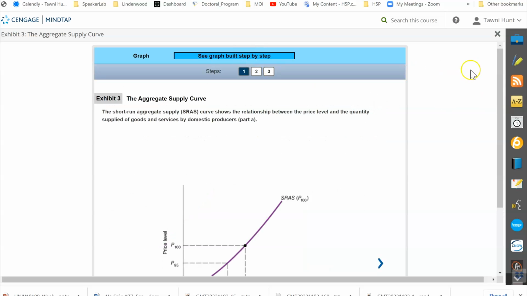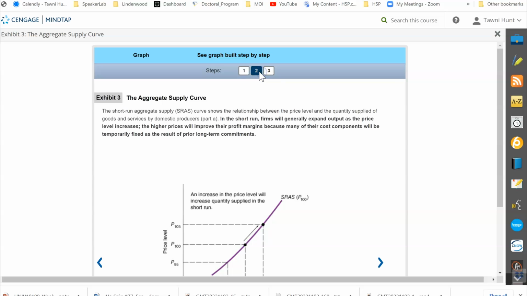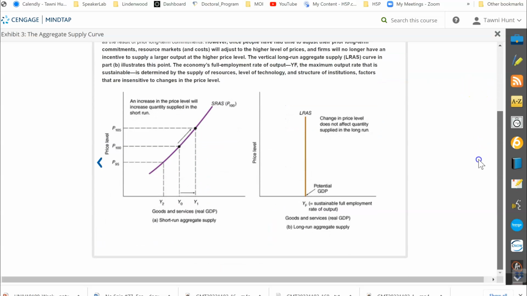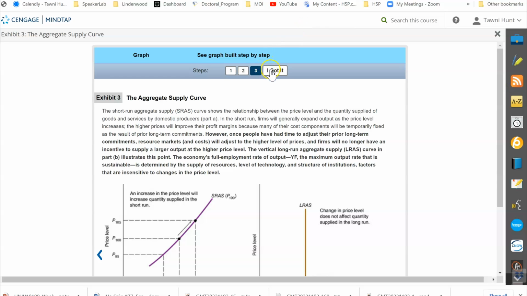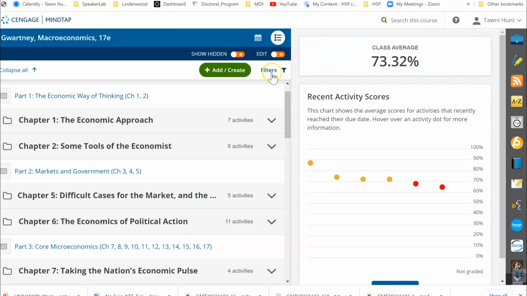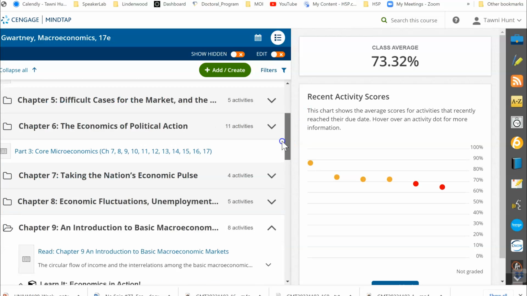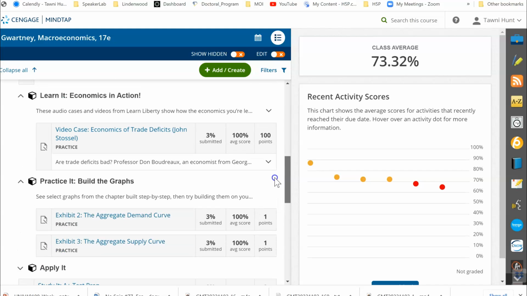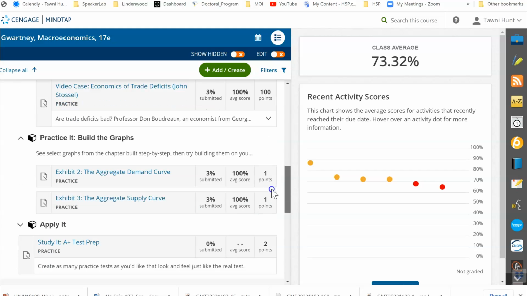So again, if you're trying to build a short run aggregate supply curve, you can go through the steps using this exercise, and you can compare the short run aggregate supply curve movements along it to the long run aggregate supply curve. And this is a really good way to visualize and get practice and break down, in this instance, the differences between the short and the long run. So this is part of my goal today, to show you the wonderful resources that are available here in MindTap, in addition to your homework.